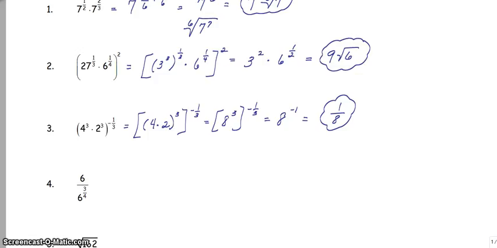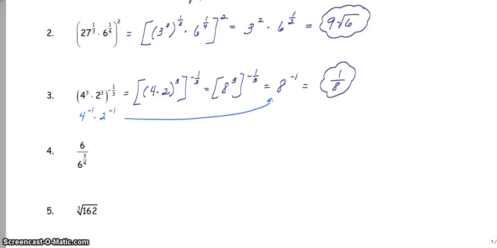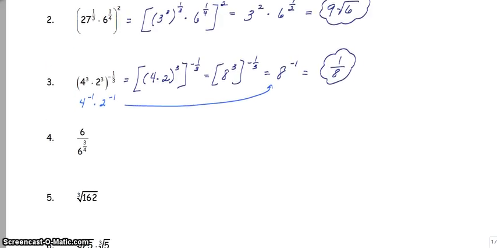What you could do is at this point take each of those and raise it to the negative 1/3 power. You would get 4 to the negative first times 2 to the negative first. That would be 8 to the negative first, and that would give us the 1/8. Now either way is correct. Again, it's a matter of what you see when you look at the problem and what seems easiest to you.